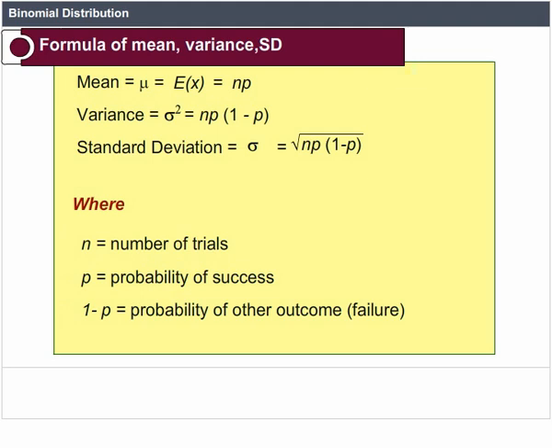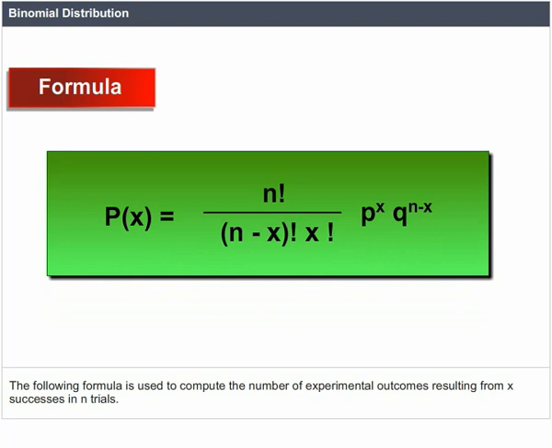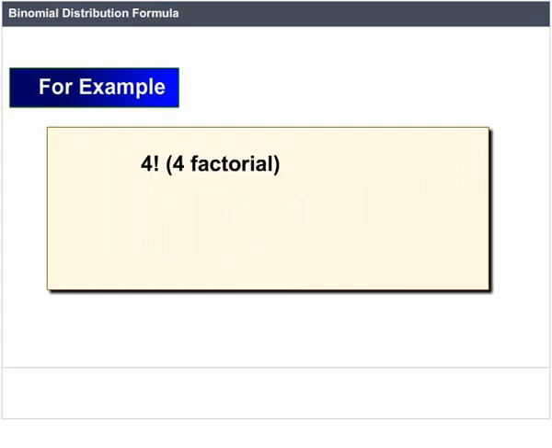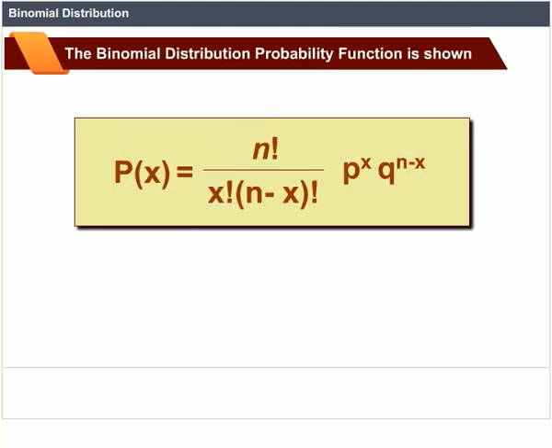Formula: P of x equal to n factorial divided by n minus x factorial into x factorial, p power x, q power n minus x. The following formula is used to compute the number of experimental outcomes resulting from x successes in n trials. 4 factorial equal to 4 into 3 into 2 into 1 equal to 24. The binomial distribution probability function is shown: P of x equal to n factorial divided by x factorial into n minus x factorial, p power x, q power n minus x, and x is the number of successes desired.